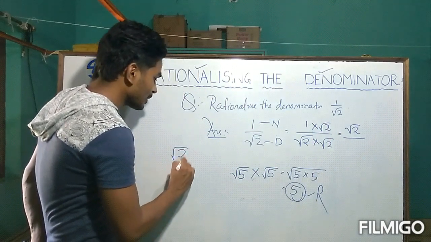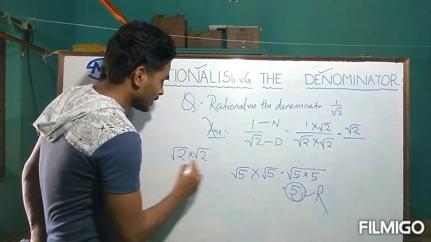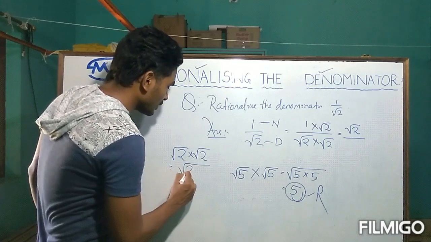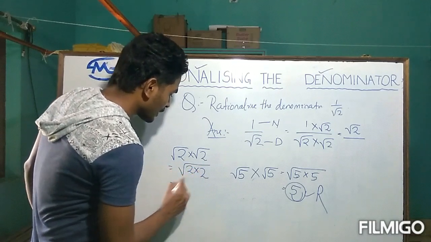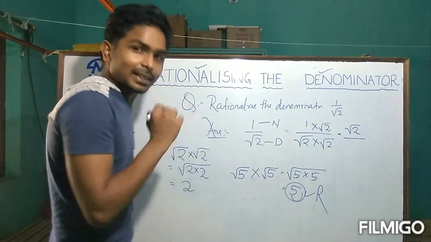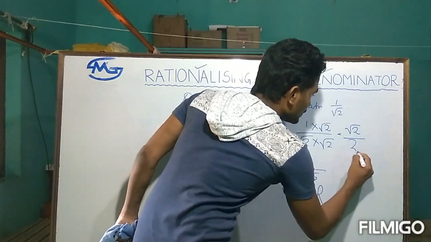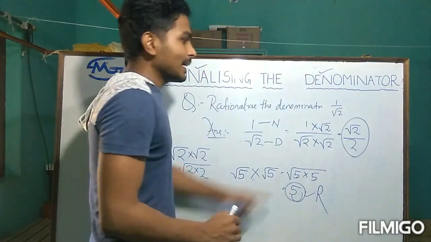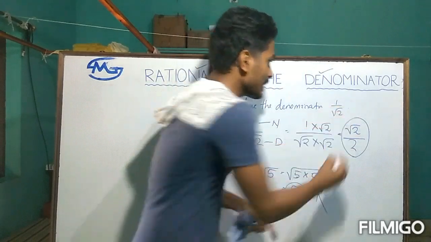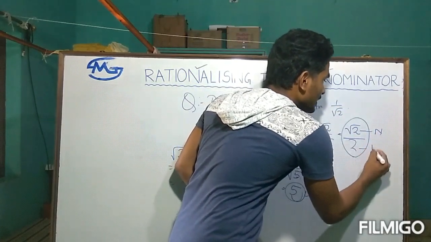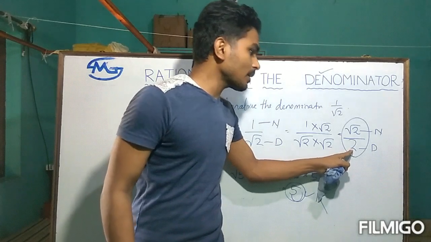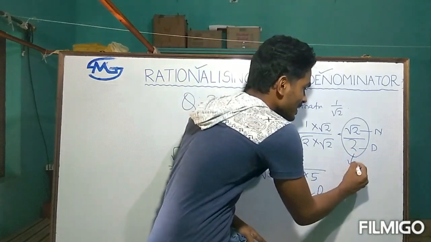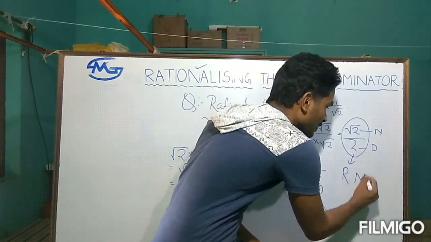Root 2 into root 2 is the square root of 2 into 2. For two 2s we write only a single 2. The answer is 2. This is the answer, and it is also a fraction with a numerator and a denominator. Here the denominator is 2, and 2 is a rational number.